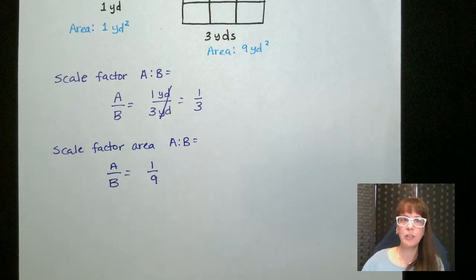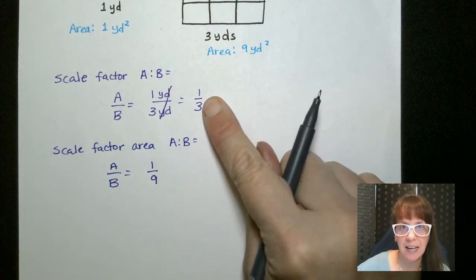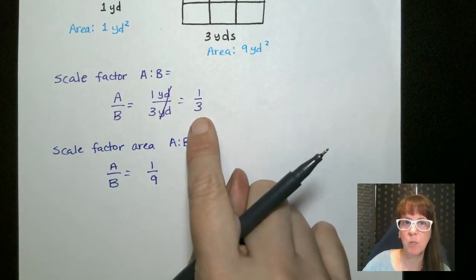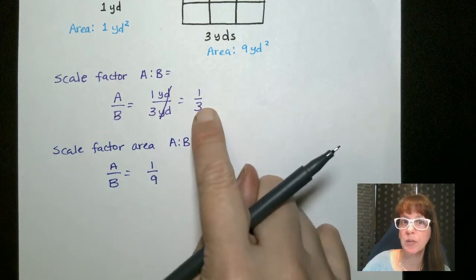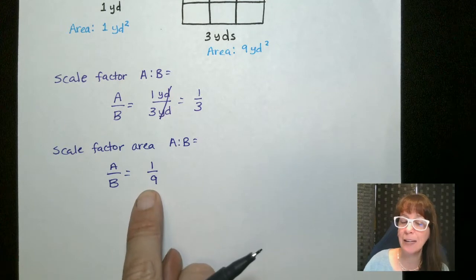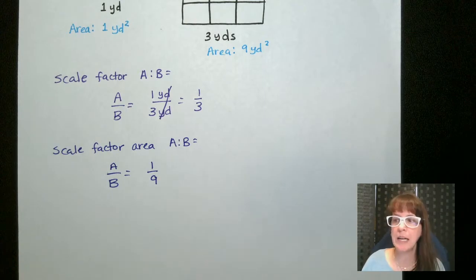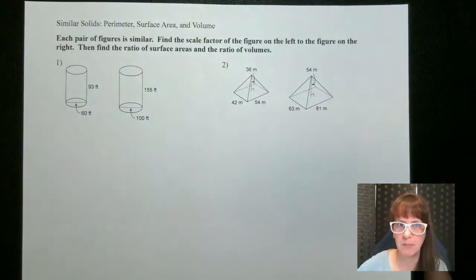Now, if you take a look at the scale factor for the sides, 1 to 3, you see that all we did was take 1 to 3 and square both the top and the bottom, and that gives us our scale factor for the area. This applies to area and surface area. So let's talk about that with surface area and with 3D figures. This can be a little confusing at first, so I think as we work through some of these, it'll make a little bit more sense.